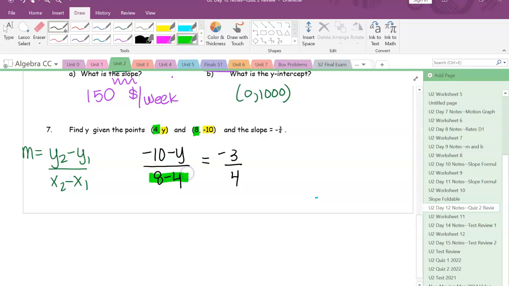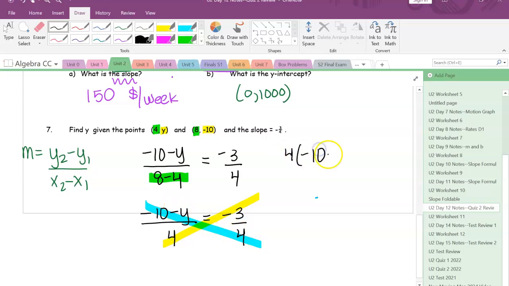Yes, I can do 8 minus 4. So let's rewrite that. This top stays the same. 8 minus 4 is 4. Okay, and now we're going to cross multiply. So this one's going to distribute 4 times -10 minus y equals 4 times -3 is -12. Distribute. 4 times -10 is -40. 4 times -y is -4y.